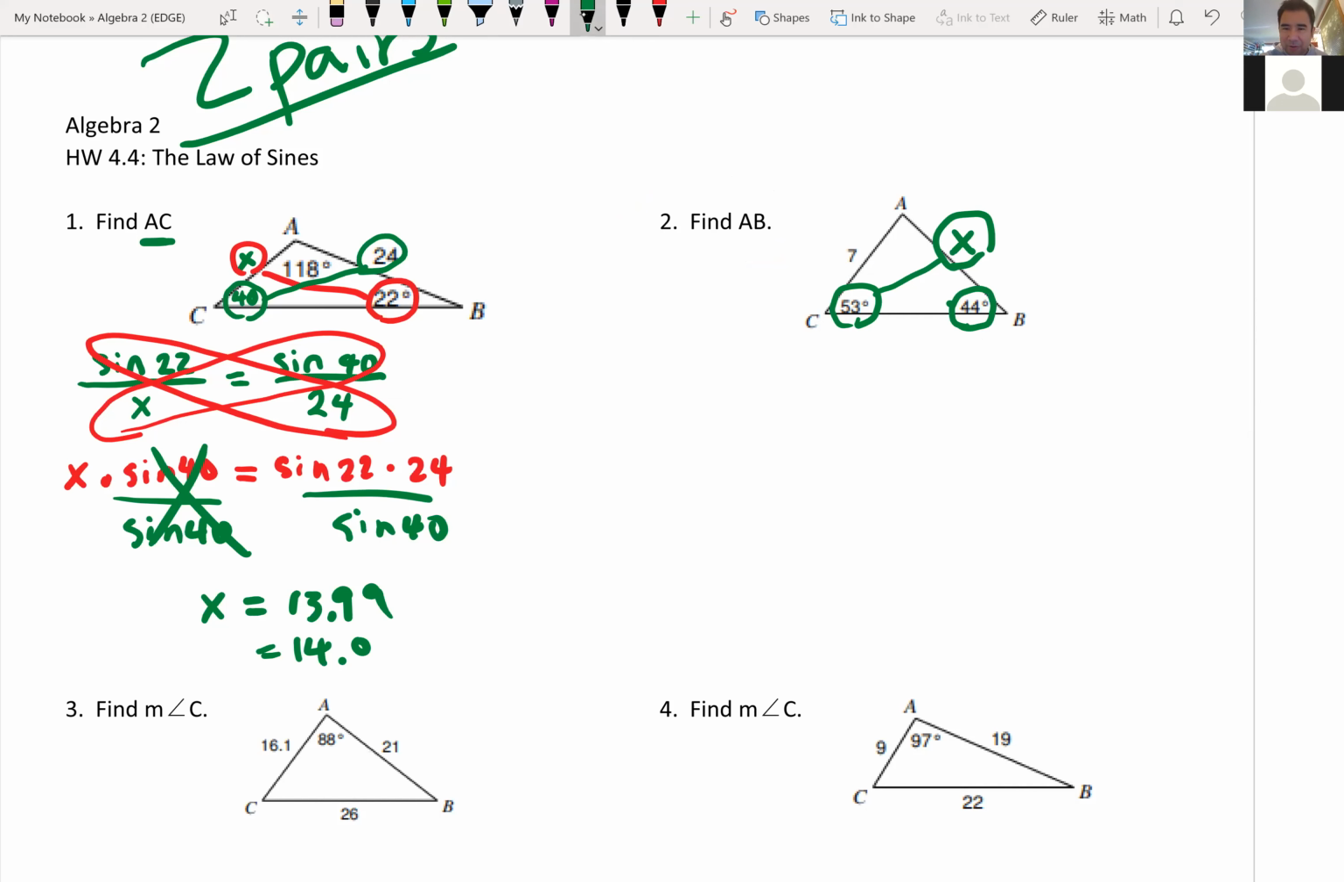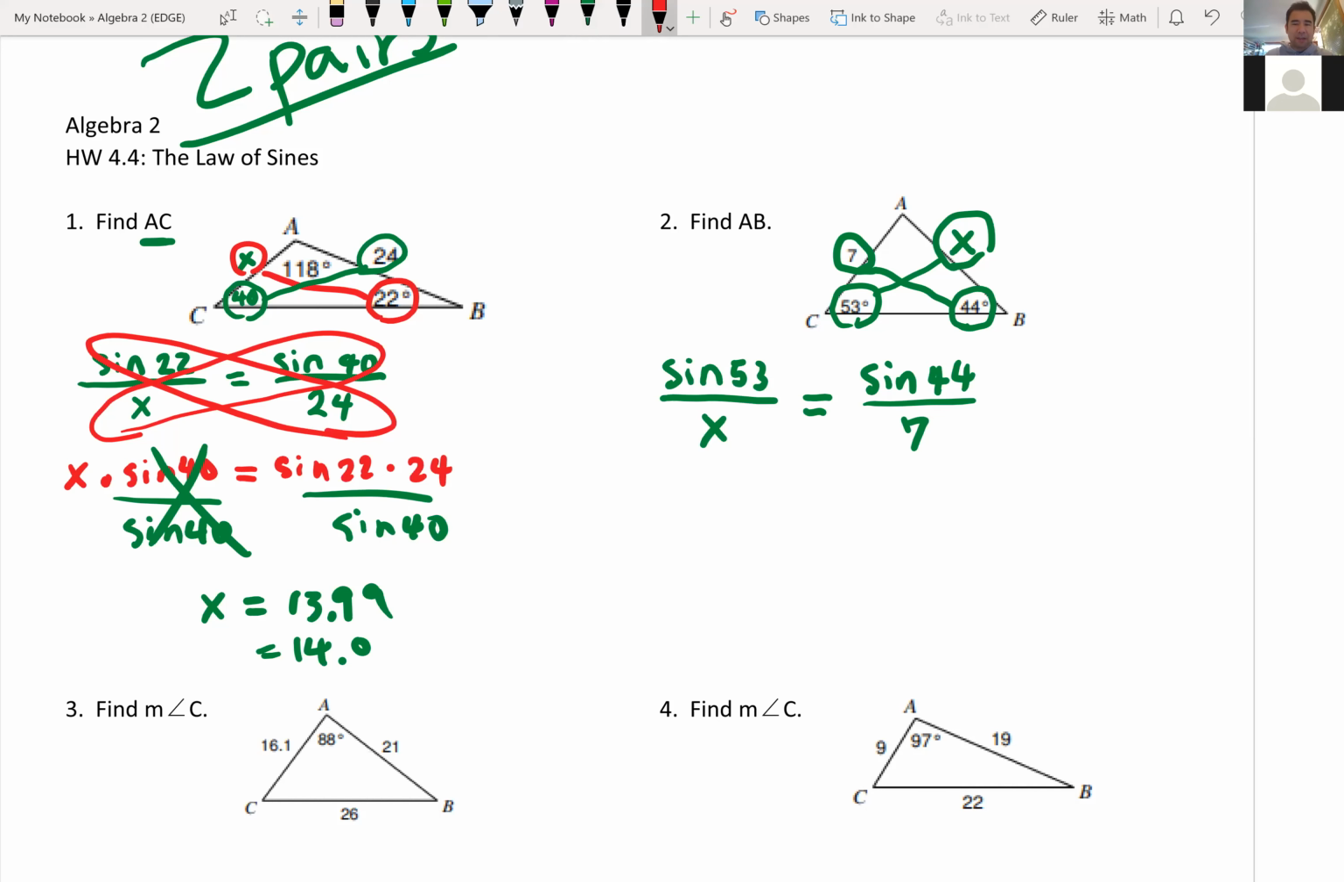So here's the angle, opposite side. So we've got two pairs already set up. Now we are ready to set up an equation. I'm going to do the one with an x in it first: sine of angle 53 is to x, that's the one pair. It's going to be equal to sine of 44 over 7.